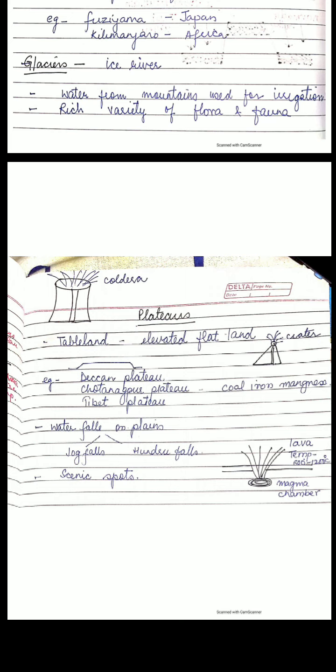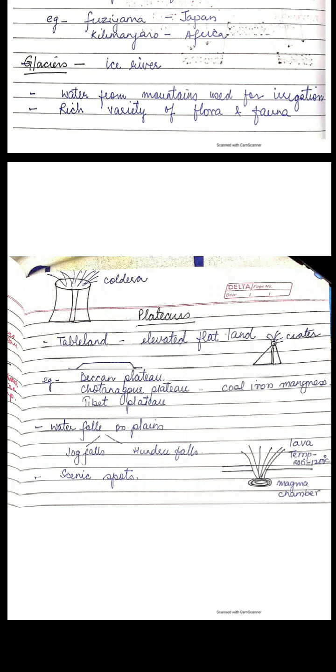Now the children ask, ma'am, what is the difference between hills and plateaus? Both are raised elevated lands higher than the ground. But hills have the pointed top. Hills have a fold, whereas plateaus are the tablelands. They have flat land on the top. So you have the Deccan Plateau, Chota Nagpur Plateau is the extension of Deccan Plateau. We have the Tibet Plateau. So there are multiple plateaus.